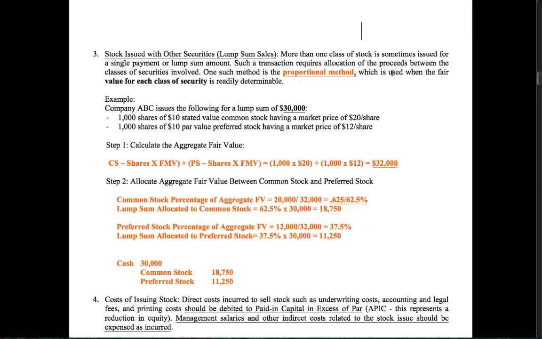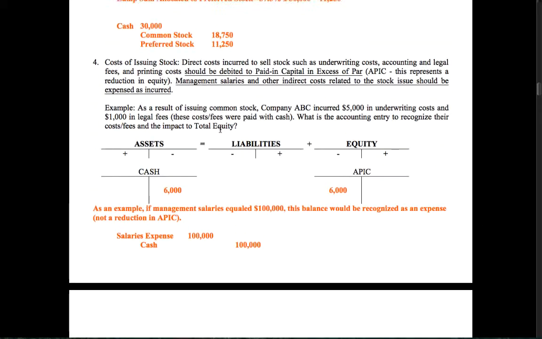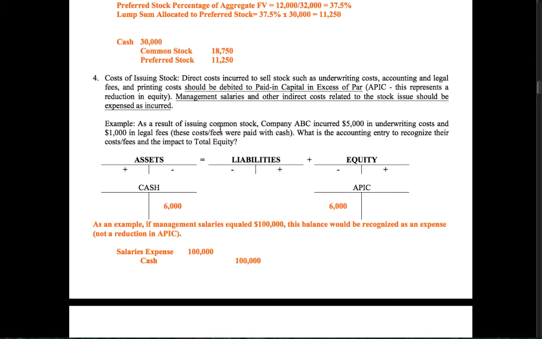Make sure that you understand the proportional method when used to calculate the lump sum and allocating it to preferred stock and common stock. You will not receive an example much more complicated than this on any homework or exam. So if you can calculate this basic example, you should be good to go. And as we just mentioned, make sure you know the distinction between direct cost and indirect cost incurred for issuing stock and how those are accounted for.